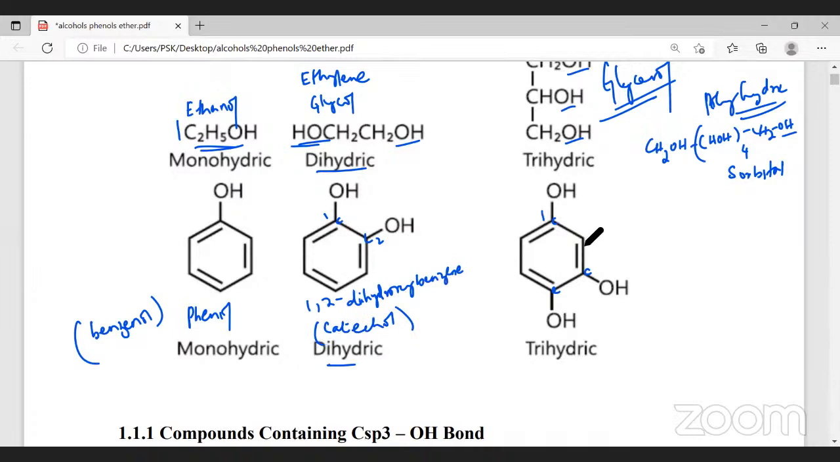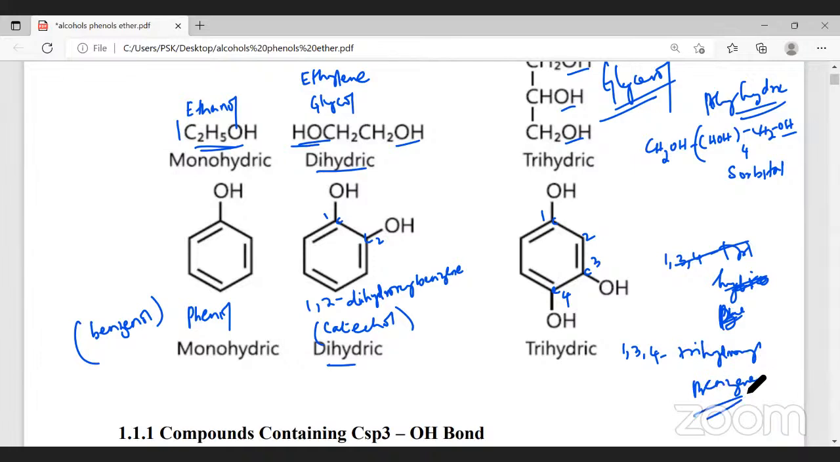Now, if you take this molecule, 1, 2, 3, 4, it will be 1, 3, 4 trihydric phenol. This is the IUPAC name, 1,3,4-trihydroxybenzene. It's an example for trihydric phenol. So depending on the number of OH groups, alcohols and phenols are classified as mono, di, tri, poly.